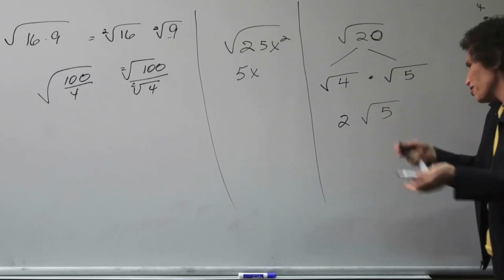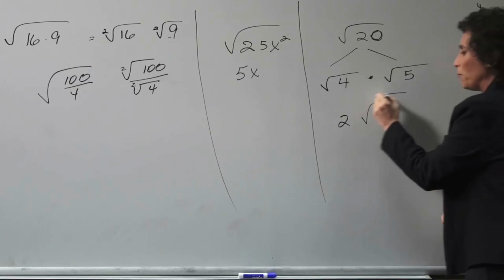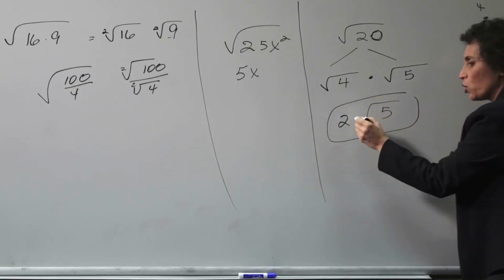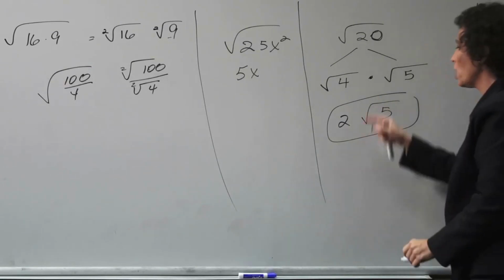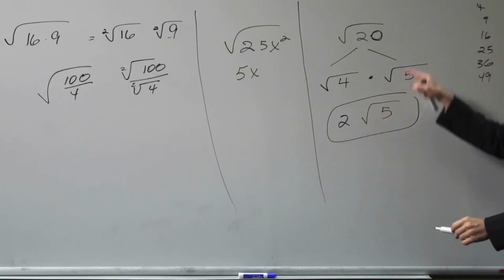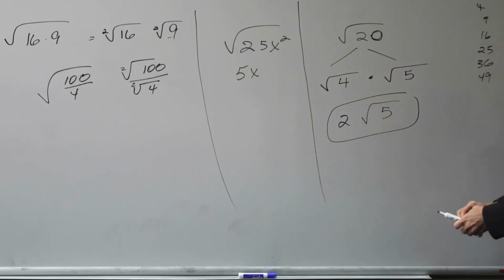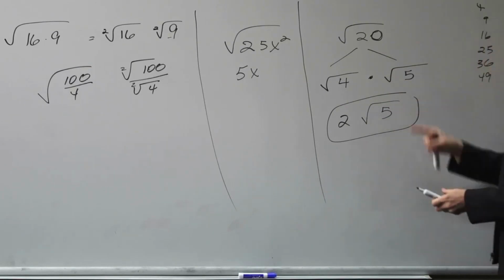Cages, houses, same thing. So we have 2 times the square root of 5. You don't need to write the little dot for times. We know it's there, just like 2x. That says 2 times the square root of 5 is the square root of 20. I can prove that. How can I prove that for you?